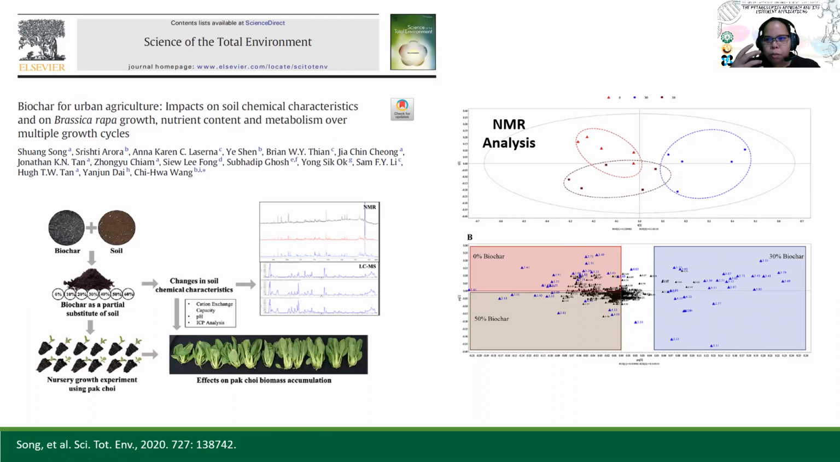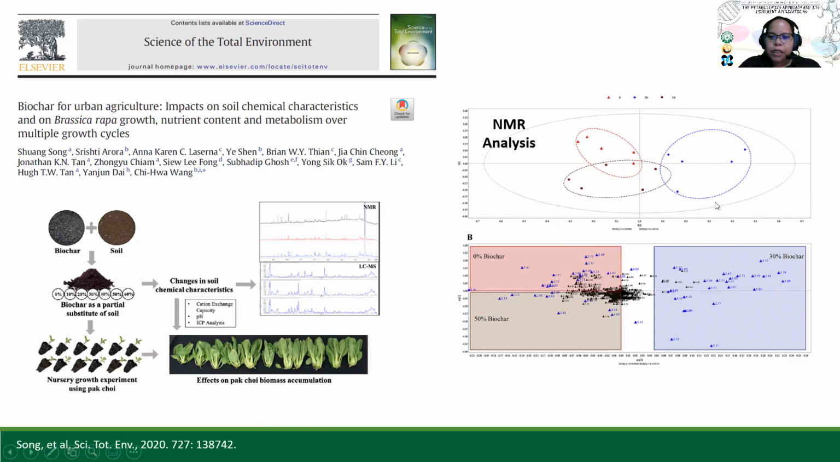In order to identify what variables or metabolites have caused this differentiation into these different groups, you have to look at what is known as the loadings plot. In the loadings plot, you will be able to see which variables influence the differentiation or the separation of these different groups.